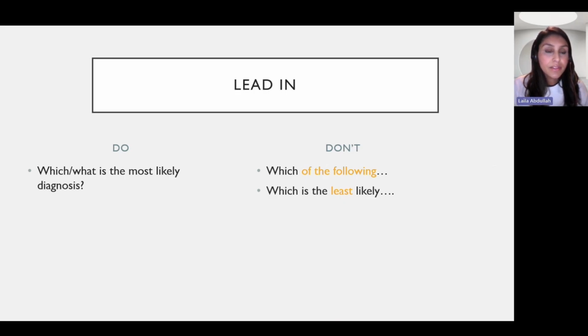So the lead-in, the question. Here, the question that we should be using is which or what is the most likely diagnosis? A decision hasn't quite been made whether which or what is most appropriate to use, so use whatever sounds most appropriate grammatically in your lead-in. Avoid which of the following, because that suggests it's a true-false type question, and avoid negative lead-ins, so which is the least likely diagnosis, for example.